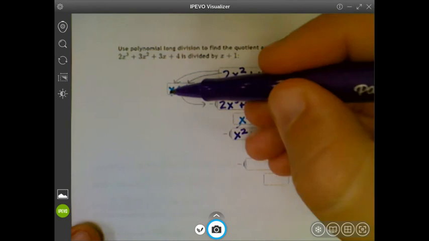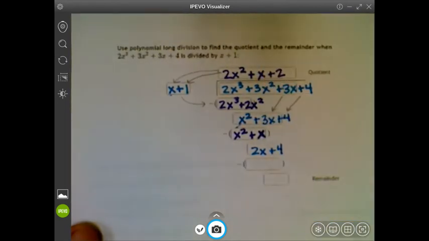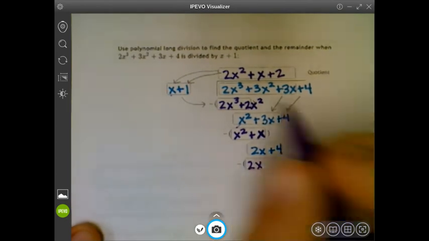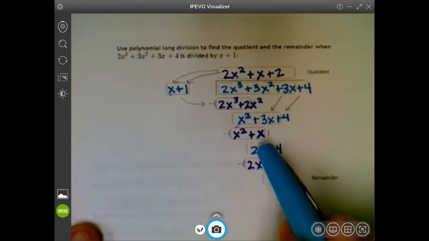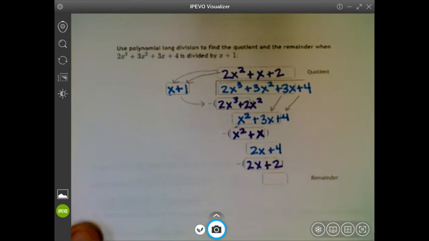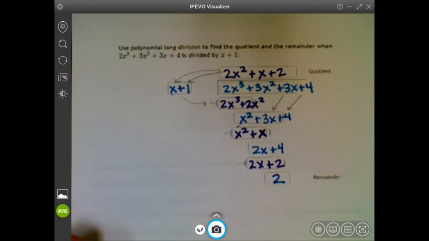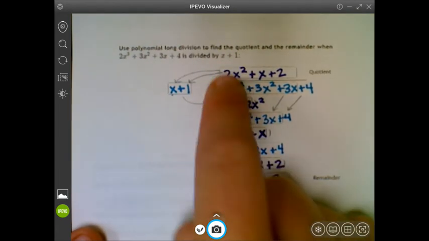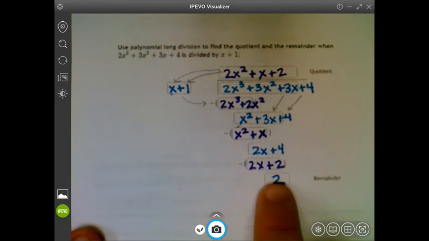Repeat the process again. x times what number is 2x? That would be a plus 2. Multiply. 2 times x is 2x. 2 times 1 is 2. Do the subtraction here. You're going to have 2x minus 2x, which is 0. 4 minus 2 leaves a remainder of 2. So if you take this polynomial, divide it by x plus 1, this is going to be your answer with a remainder of 2.